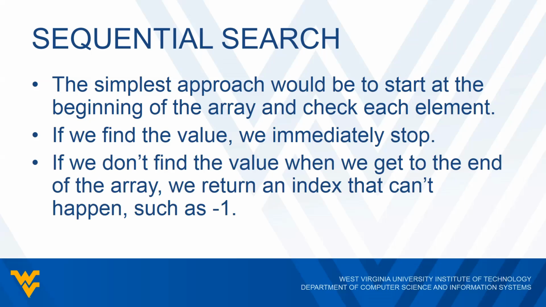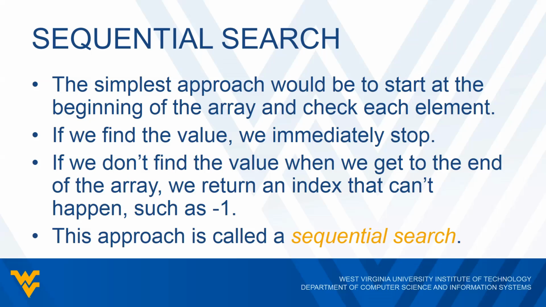If we don't find the value, so if we get all the way to the end of the array and see that it's not there, then what we can do is just return some index that we know is not possible. And since we know that an index in an array must always be a non-negative integer, we can return something like -1 to say, all right, it's just not in the array. This is a very common approach for searching for elements, and this is what we call a sequential search. And it's called sequential because we're searching for array elements in order.